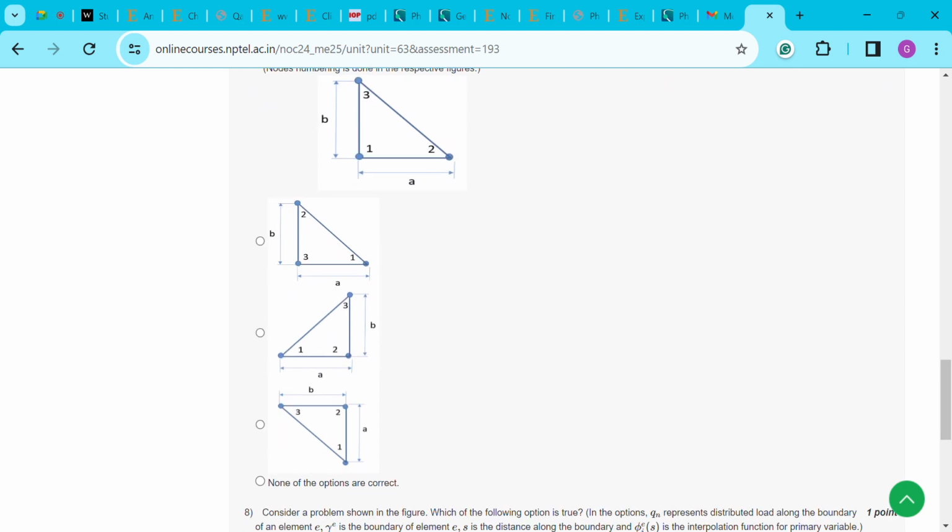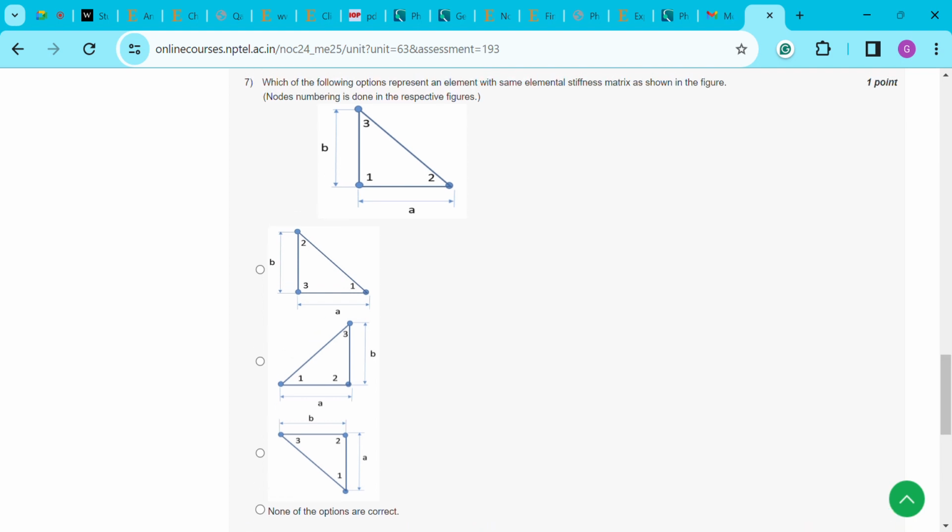So the thing is, orientation doesn't matter, but the numbering needs to be checked because we want to have the same stiffness matrix. Like one is starting at this one, but wait. Yeah, I think we can write the options after that.